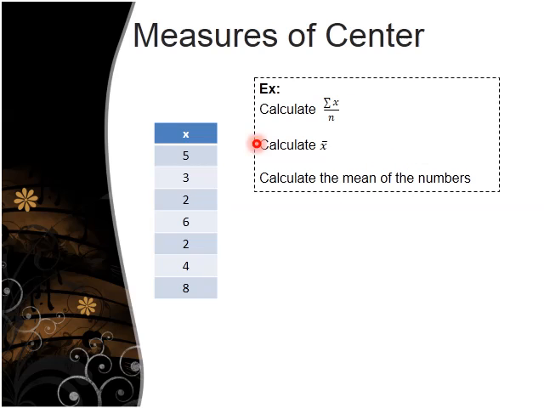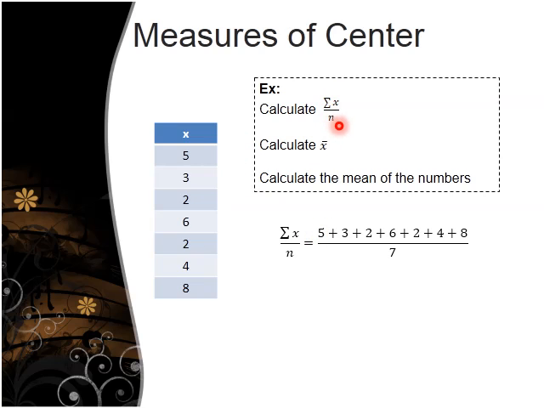So here's some data in this column, and it looks like we've got 7 numbers again. So n will be 7 in this case. I have 3 questions here. I say calculate sigma of x over n, calculate x bar, and calculate the mean of the numbers. But of course, all 3 of these questions are asking the same exact thing. These are all questions asking you to find the mean of the data. So really this is just one question, 3 different ways to write it.